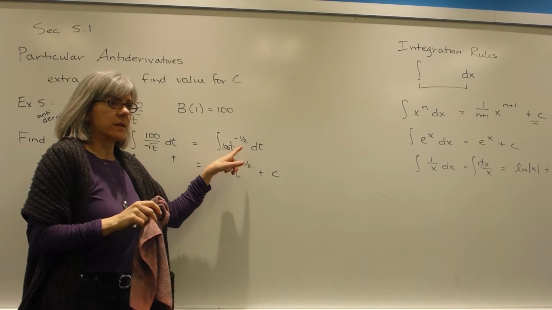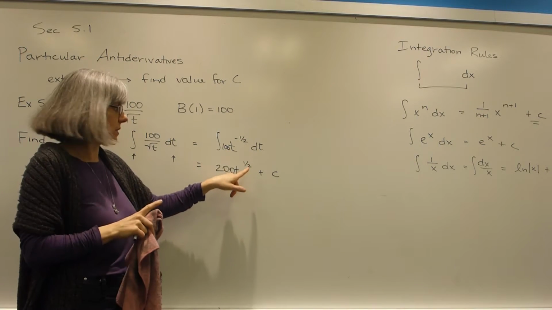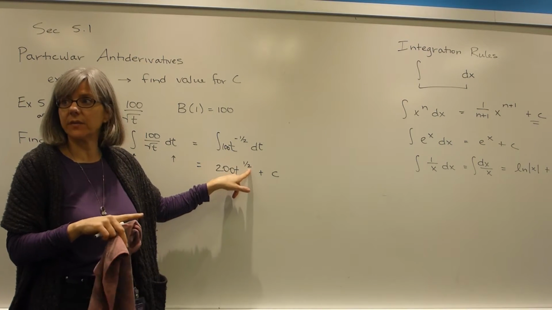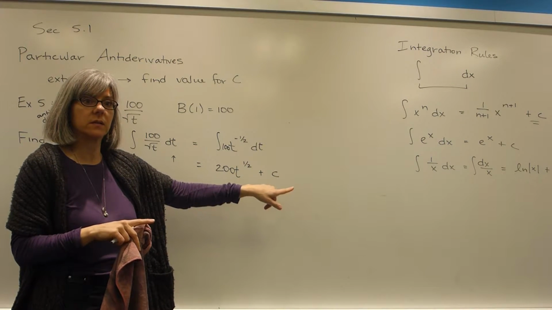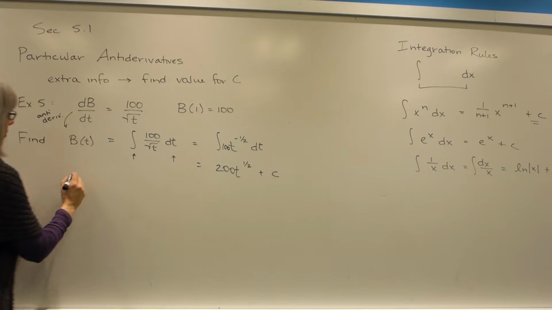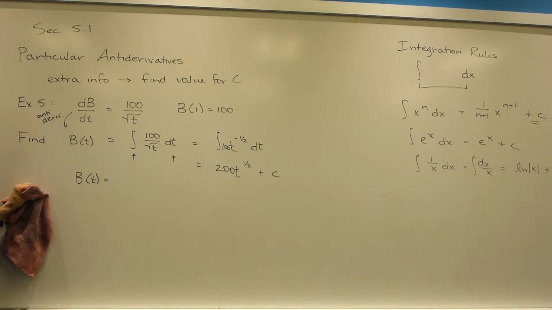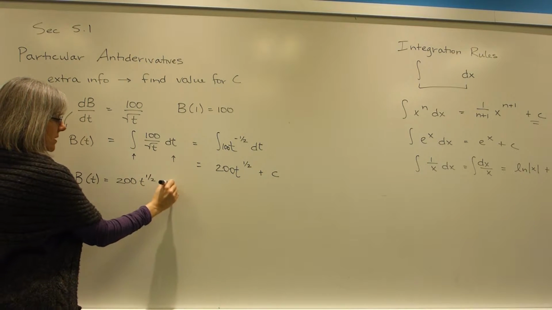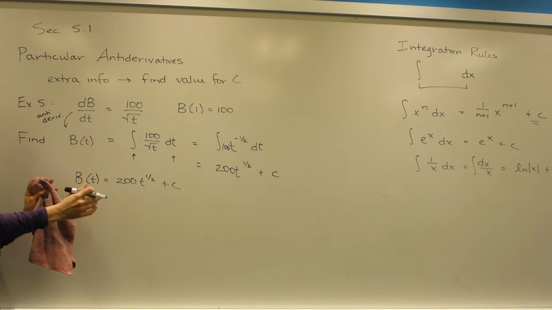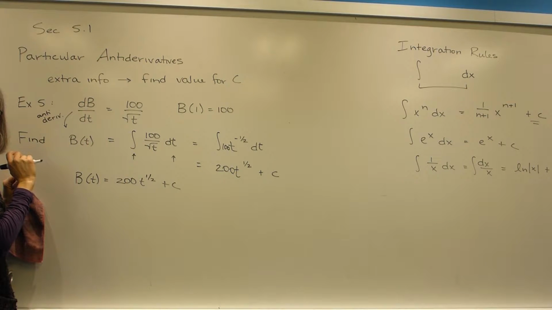So I'm looking at this as a power rule, so I raise negative 1/2 by 1, so it goes up to positive 1/2. Dividing by 1/2 is like multiplying by 2, so I get 200t to the 1/2 plus c. If it helps you, come over here. This is kind of like when we're trying to find equations of lines. If you use the mx plus b method, it's a good idea to write what you have in one spot, not the b of t over here and the answer over there. So now what other information do we know?